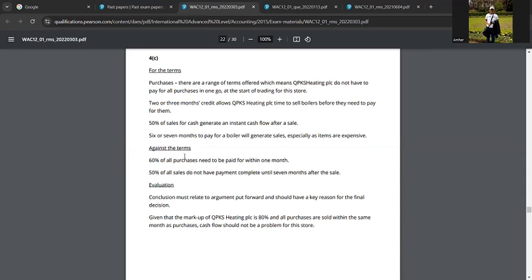Now, against the term, 60% of all purchases need to be paid off within 1 month. Okay, so because 40 plus 50... ACME sell only for cash, and it supplies 20% of boilers. Okay, and Berkeley give 1 month credit and supply 40% of boilers. So 40 plus 20 is 60. Okay, so that 60% of all purchases need to be paid within 1 month.